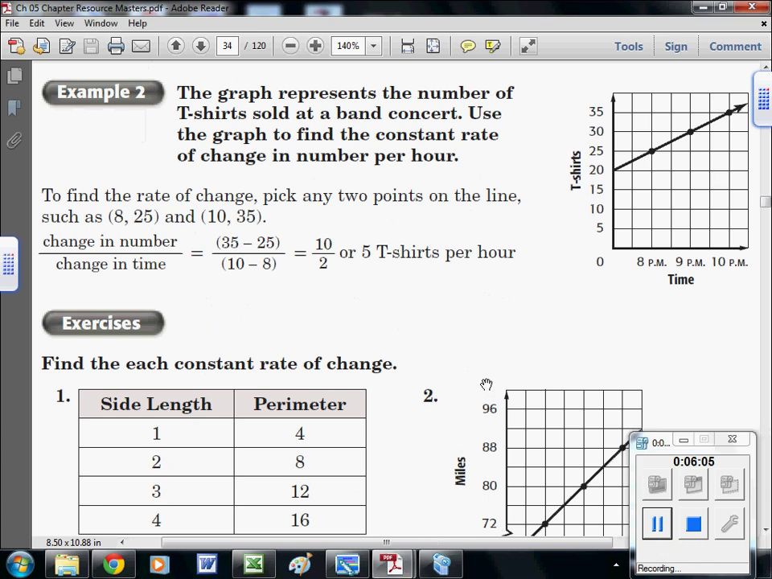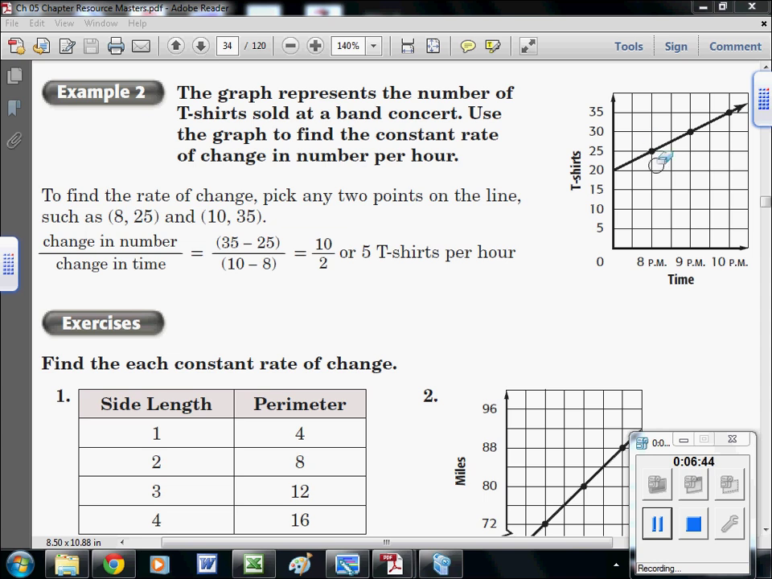All right, let's talk about this example for a moment. In this example, we were given the graph. We weren't given the information in a table, or in a story. But the example says, the graph represents the number of t-shirts sold at a local band concert. Use the graph to find the constant rate of change in number per hour, meaning how many shirts were sold per 1 hour. They're clearly telling you they want to know per hour, meaning per 1 hour. Like in that last example, when we simplified per 1 student, they want you to simplify per 1 hour.